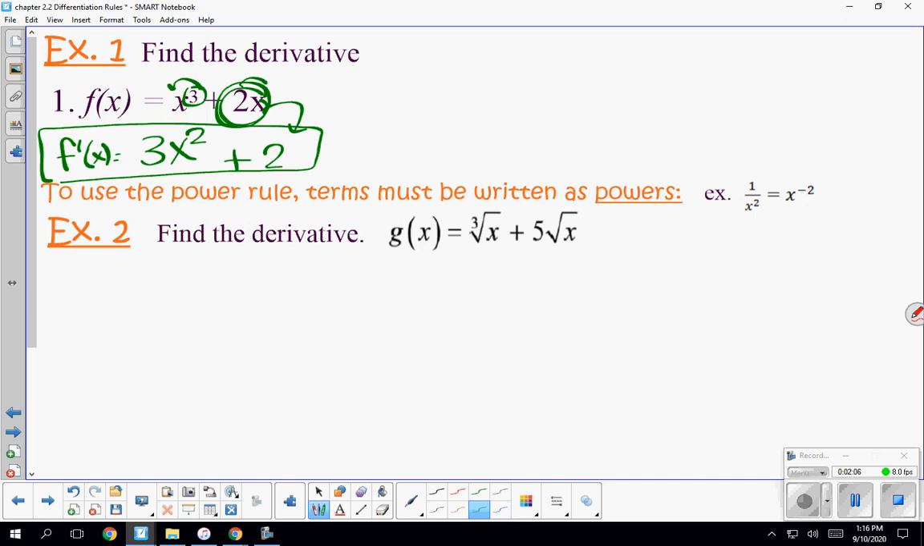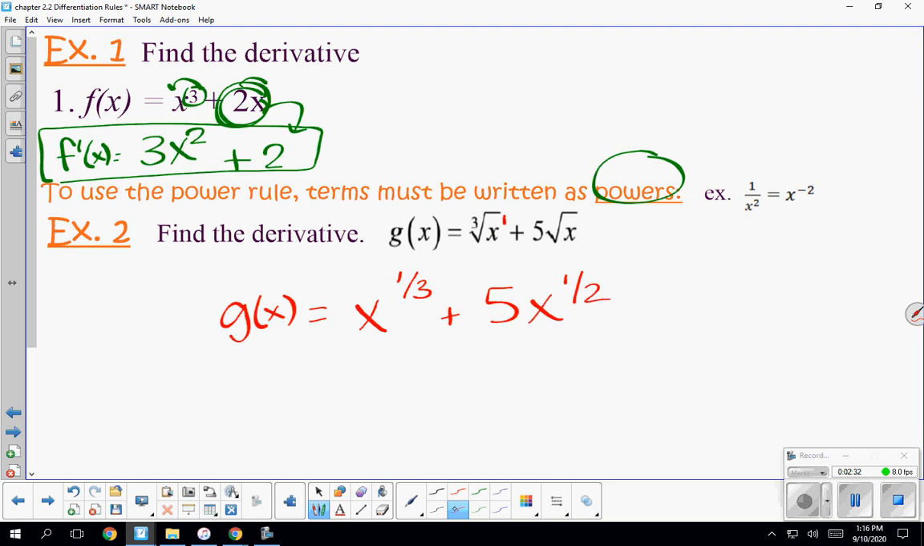So again, to use the power rule, we have to write our terms as powers, meaning they have to have an exponent. So just remember, in a radical function, the exponent turns into a rational exponent. So if there's no exponent, it's a 1, and this is going to turn into x to the 1/3 power. This is still the original. Here, this is going to be 5x to the 1/2 power.